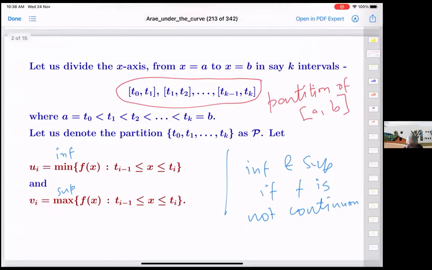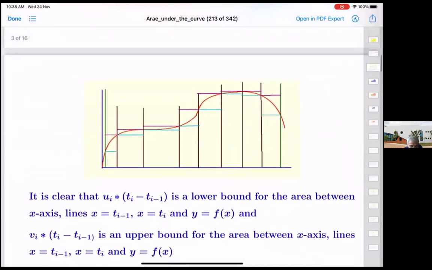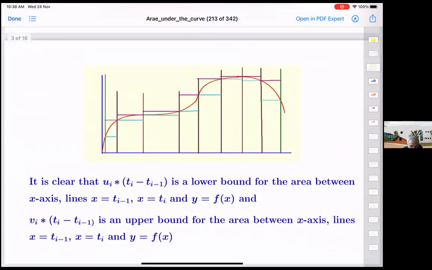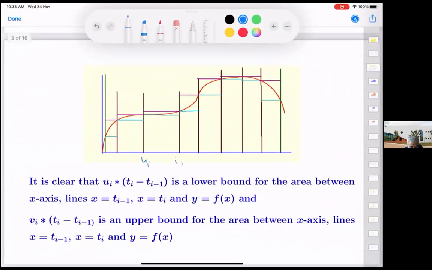Right now my curve was continuous, so I wrote minimum, maximum. Otherwise, we have to be careful and call it infimum, supremum. And then look at this picture. In every interval, we look at the set of the f of x in that interval and look at the minimum and maximum and draw lines at the minimum point and at the maximum point.